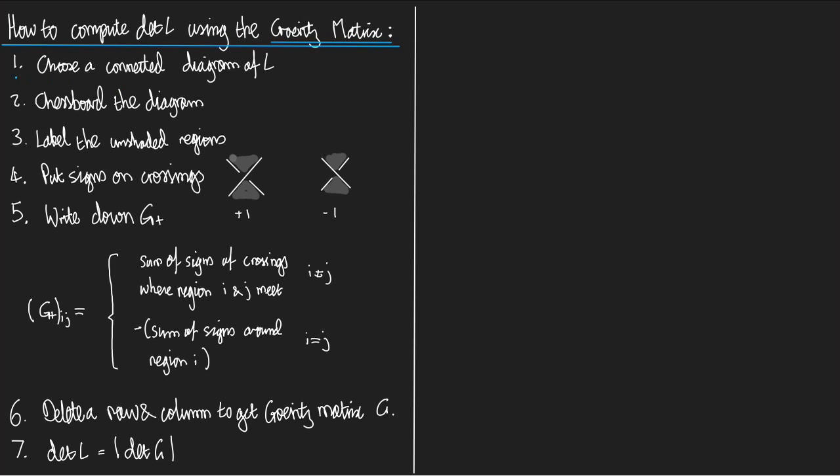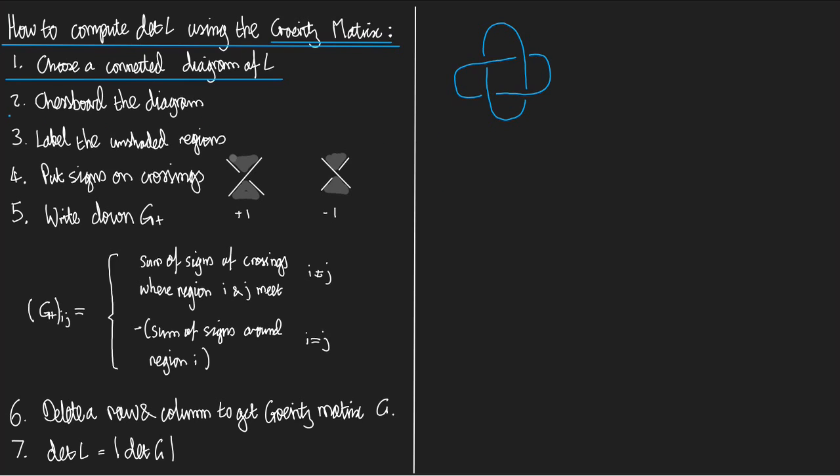So first of all, we choose a connected diagram of our link L. Connected means that I can't separate the diagram into two parts that don't cross each other. So let's do the same link that we did the determinant of before. So here's the diagram. There.